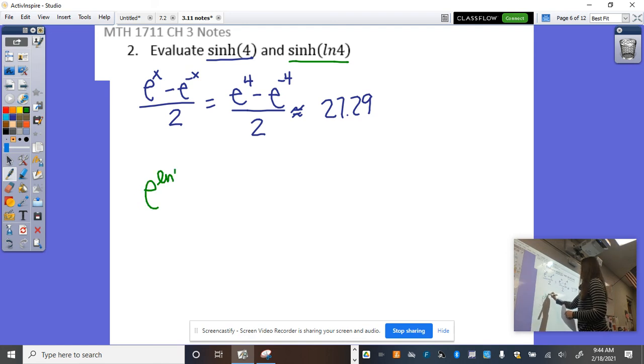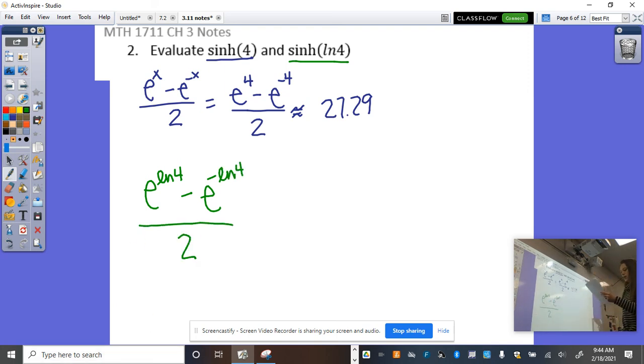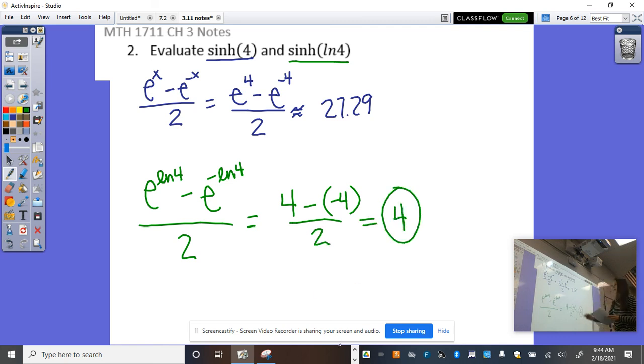Now let's see what happens when we plug in a natural log. So e to the natural log 4 minus e to the negative natural log 4, over 2. Hopefully we realize that, remember, e and natural log just cancel each other out. That's going to turn into a 4, and then we're going to have minus a negative 4, all over 2. So that answer is just 4. And you can check that with your calculator.